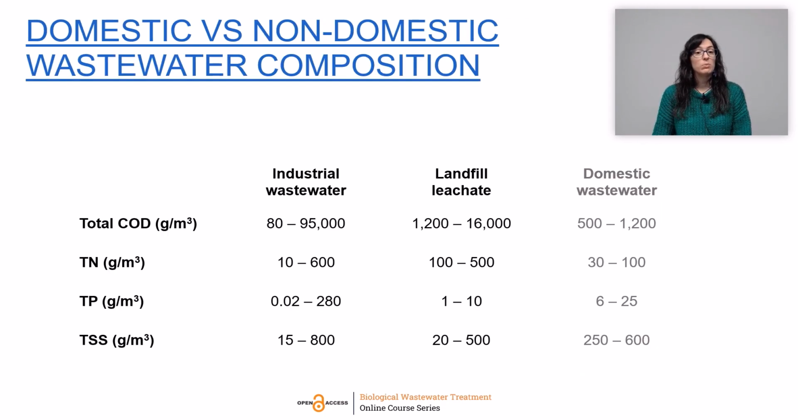So up until this point, we have seen two types of non-domestic wastewater. And here you have a summary of the typical concentration ranges for each stream, as well as the comparison with the domestic wastewater. We can see that for both streams, industrial wastewater and landfill leachate, the concentrations are much higher than those from domestic wastewater for COD, total nitrogen, and total suspended solids. In the case of phosphorus, the concentrations are a bit closer to those from domestic wastewater, but can still be higher.